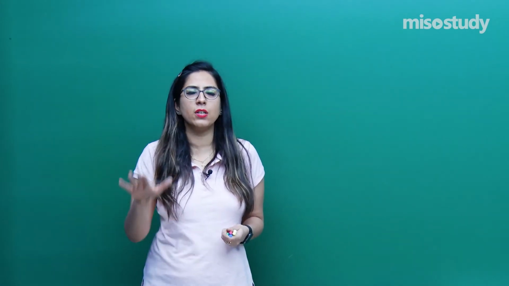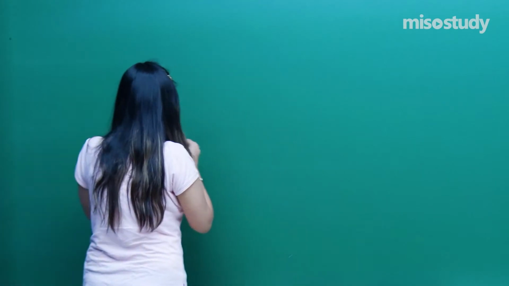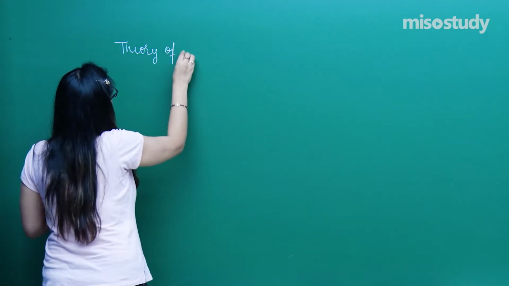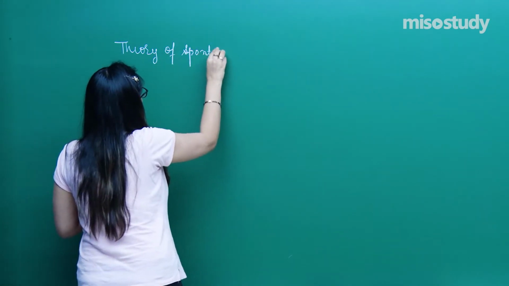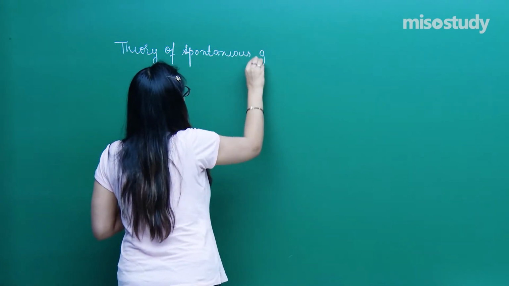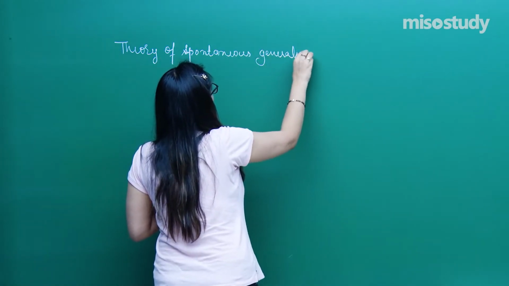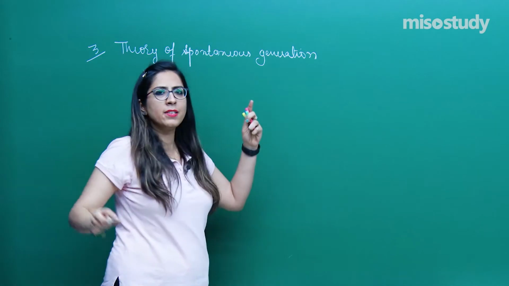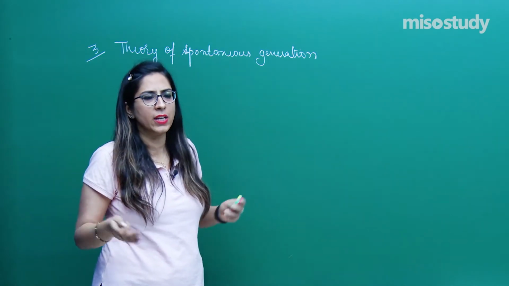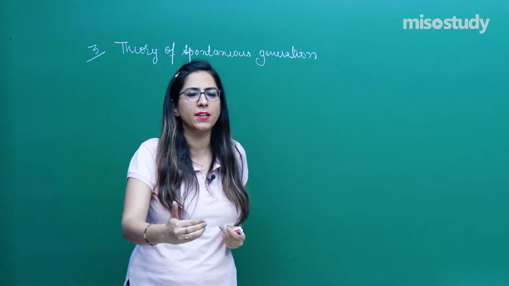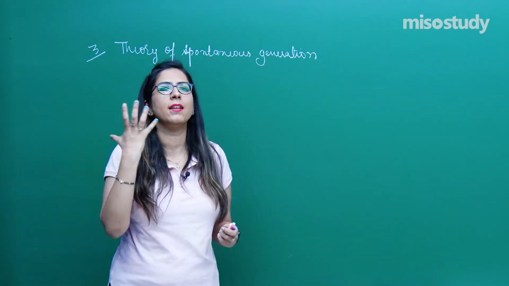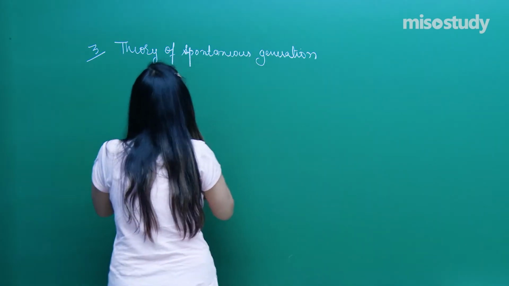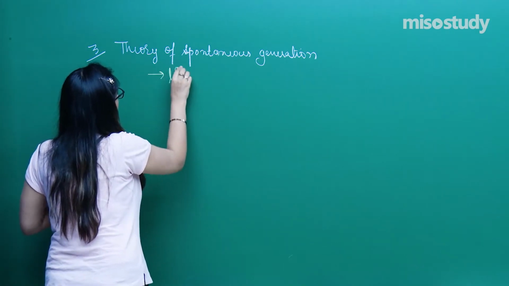Now we'll start today's session with the theory of spontaneous generation. This is the third theory. This theory states that spontaneous means something happened naturally, that certain non-living materials are there and that non-living material leads to the formation of living material. So that means life originated from non-living materials.